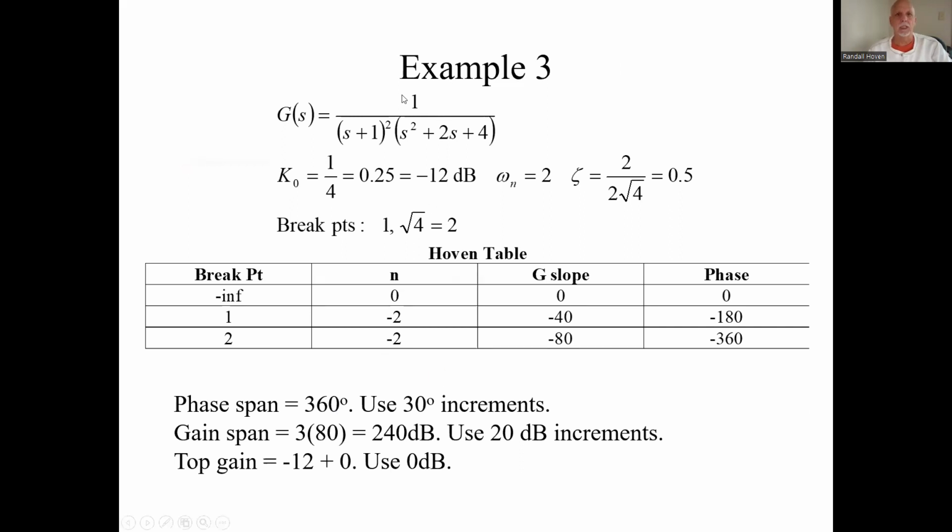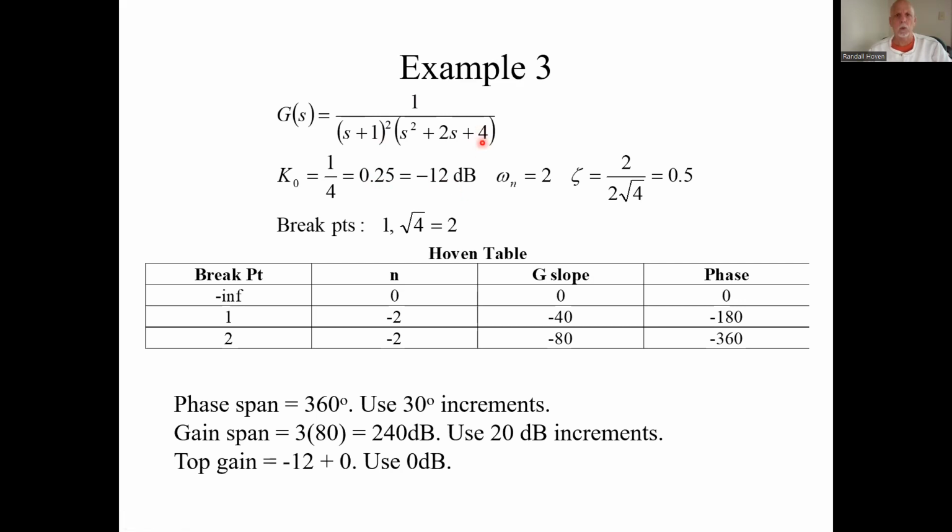Example 3, let's see. We'll add a couple of features here. We have a quadratic term or a complex term here. And we have something raised to a power other than 1. Step 1 is calculate K sub 0. Plug in 0 for s, I get 1 over 4, which is 0.25, which is about minus 12 dB.